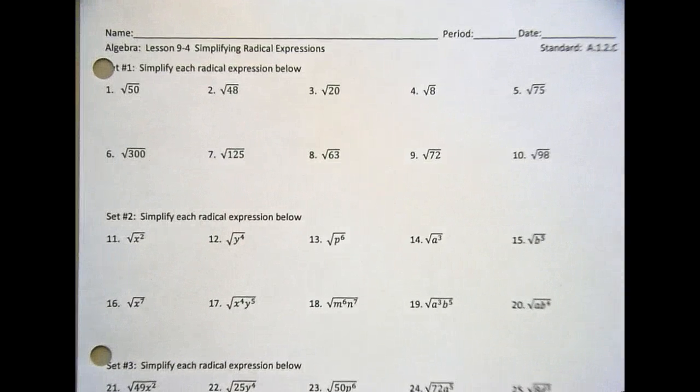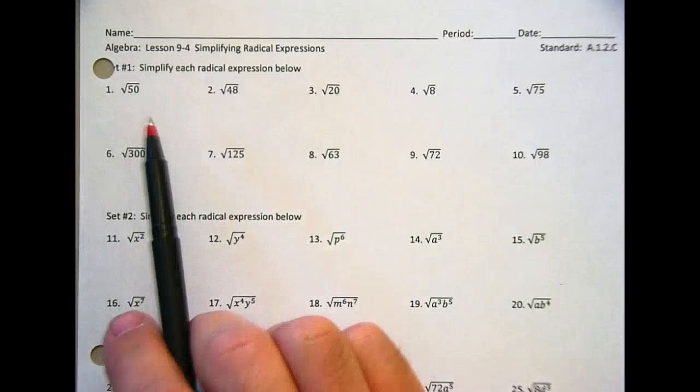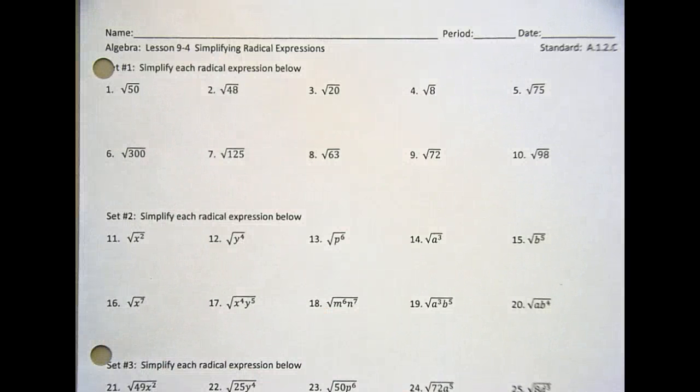Here we go. Set 1. Simplify each radical. Right now I want you to spend time on number 1 and 2. Let's start with 1. Try to break that down into its perfect squares that go into 50. You get about 1 minute to work on number 1. Go. First volunteer, what's wrong with it? Trinity? Not in simplest form. Why is it not in simplest form?